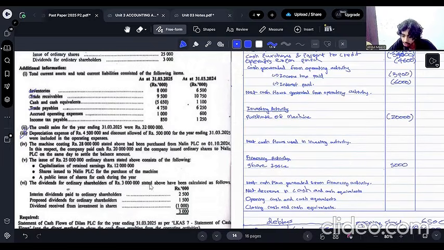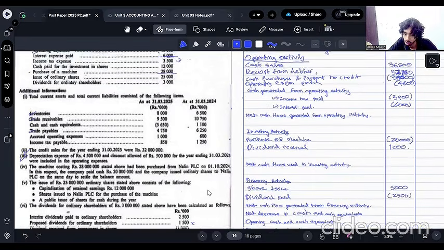The dividend for the ordinary shareholders of rupees 3 million stated above has been calculated as follows. Interim dividend paid to ordinary shareholder is a financing activity. Dividend paid 2,500. Proposed dividend we are not recording. Dividend received is an investing activity. Dividend received 1,000. What else is there to record?